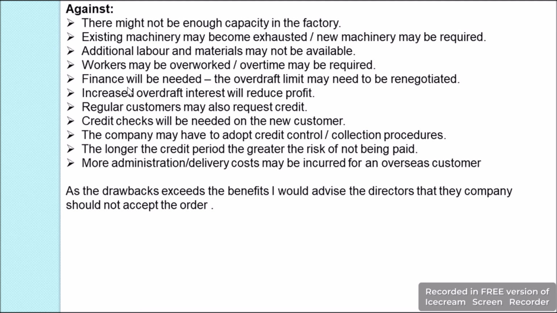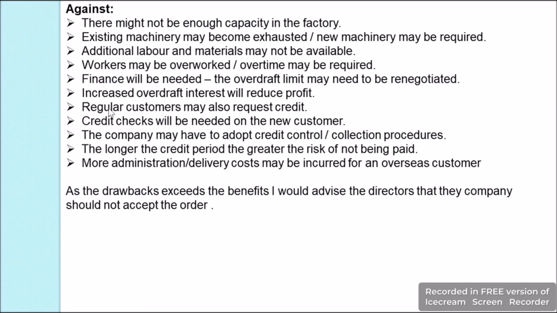Furthermore, they have to renegotiate their contract with the bank because they are going to finance this project by means of overdraft, and overdraft is a short-term loan. As it is given at very short notice, it is also called off at very short notice, and it usually has a higher rate of interest to be paid when compared to normal loans, and this interest on overdraft will also reduce the profit.